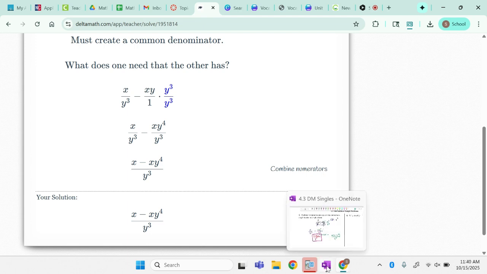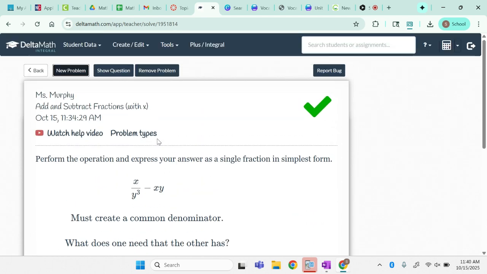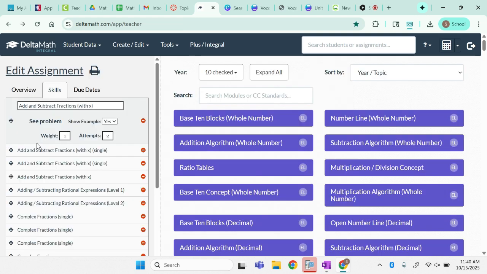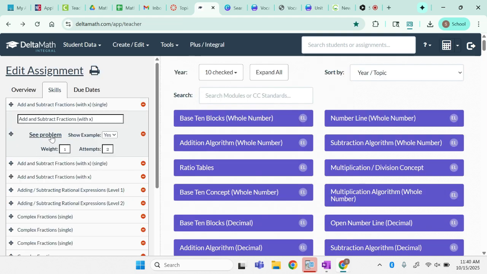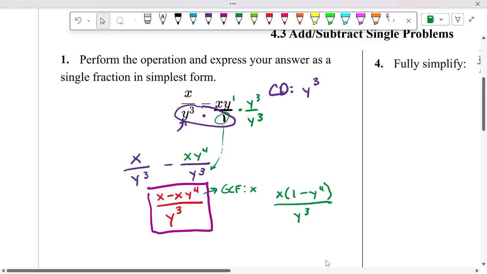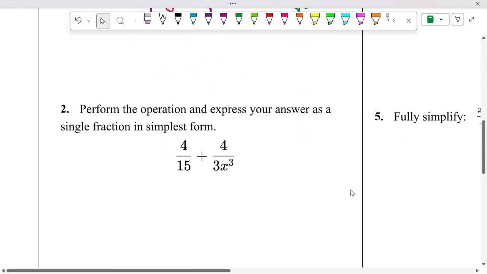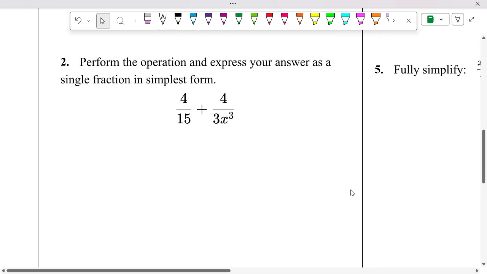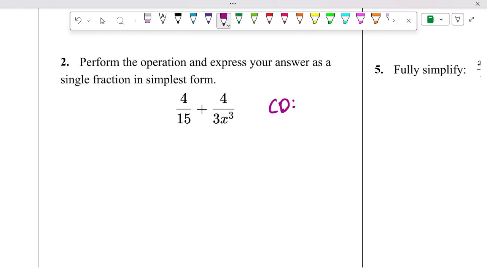All right, any questions on number 1? All right, let's look at the second single problem, so the next one under it. So this is number 2. Number 2 on your worksheet, same thing as the second single. Remember, to get a common denominator, the easiest way is just to multiply our two denominators. So what do you think a common denominator for this one would be?